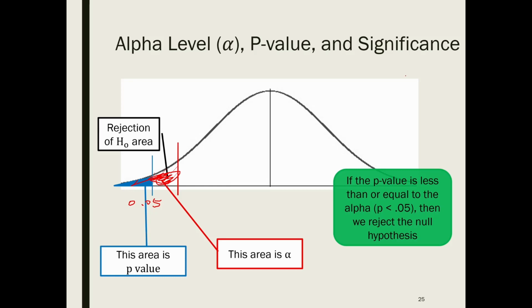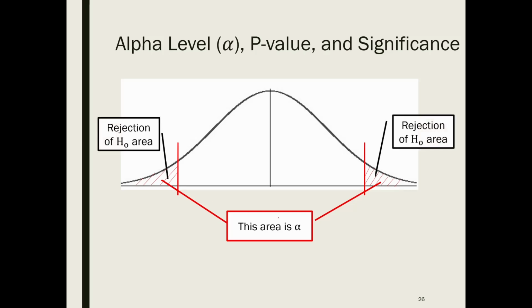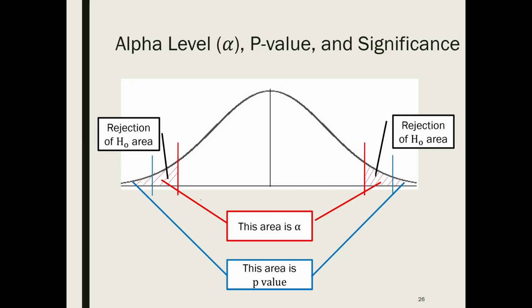So you can see whether we go into the positive side or the negative side, the logic is the same. As long as the p-value lies in this rejection area, then we are going to reject the null hypothesis. Now in the two-directional test, that's the same thing. This area is alpha, and if the p-value lies between those rejection areas, then we are going to reject the null hypothesis. Same logic.